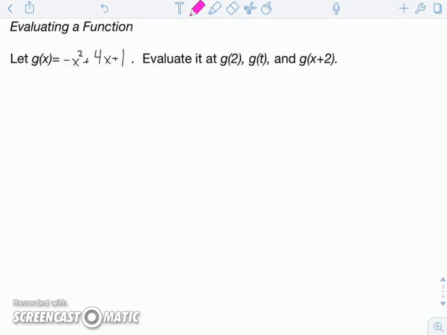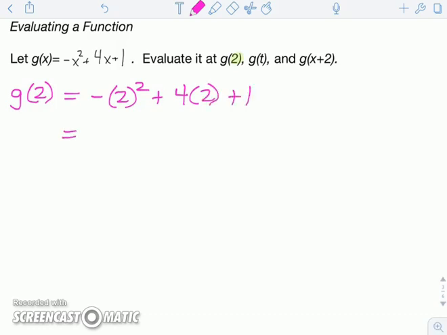So when we evaluate a function, we're taking the value inside the parentheses and plugging it in anywhere we see the variable in the original function. So if I'm doing g of 2, or the function evaluated at 2, I'm plugging in 2 anywhere I saw an x in the original function, and then simplifying.